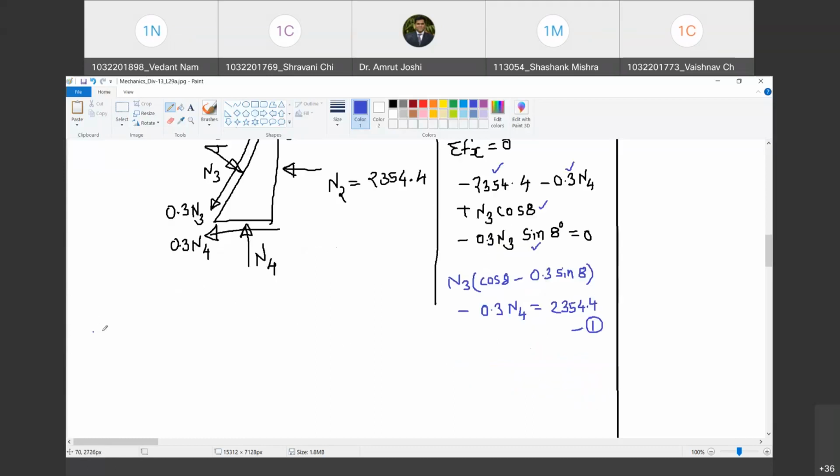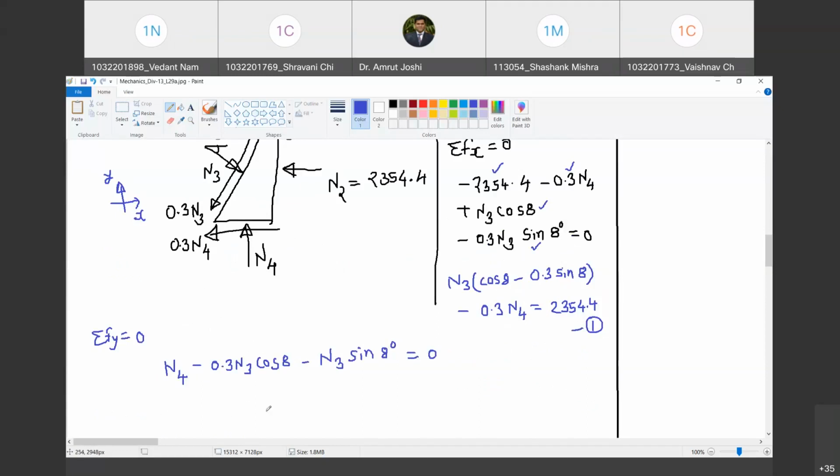Now I will apply summation Fy equal to 0. What all will come into picture? Mind you, this is positive y, this is positive x. Minus N4, minus 0.3 N3 cos 8 degrees, then minus N3 sin 8 degrees. Very good. Anything else? No. This has to be equal to 0.